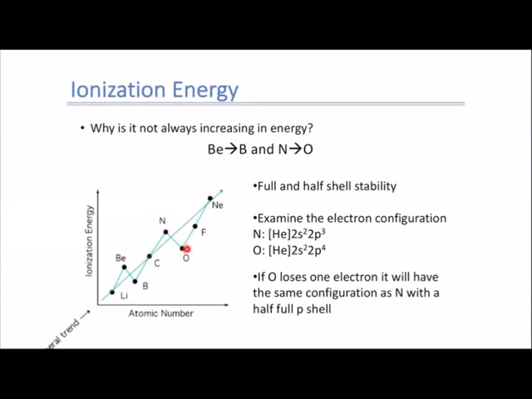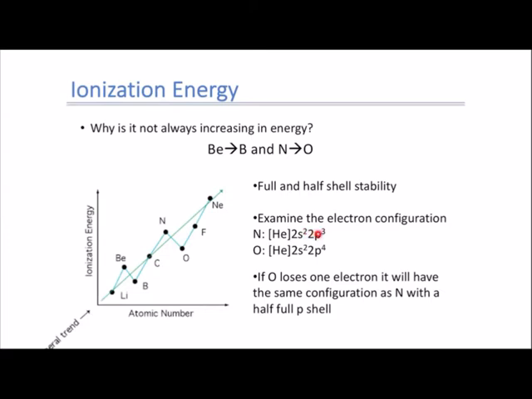We can think of it as full shell or half shell stability. So if we think about our electron configurations, and I look at nitrogen, it has a configuration of 2p3. I have 3 electrons in that p orbital. It's exactly half full. Half full is sort of stable. Completely full is really stable. Half full is sort of. So nitrogen's already in a somewhat stable configuration.